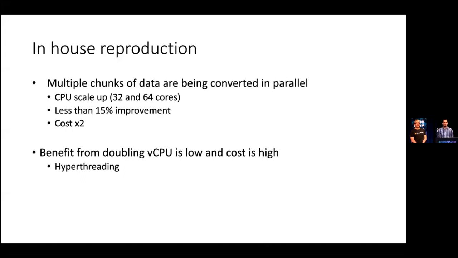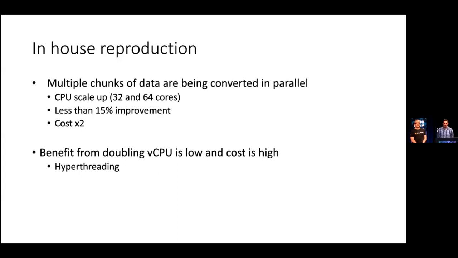However, we realized that the benefit from doubling the cores was low. We saw a less than 50% improvement, and the cost can be high. Doubling the resources can lead to paying twice as much to the cloud provider.